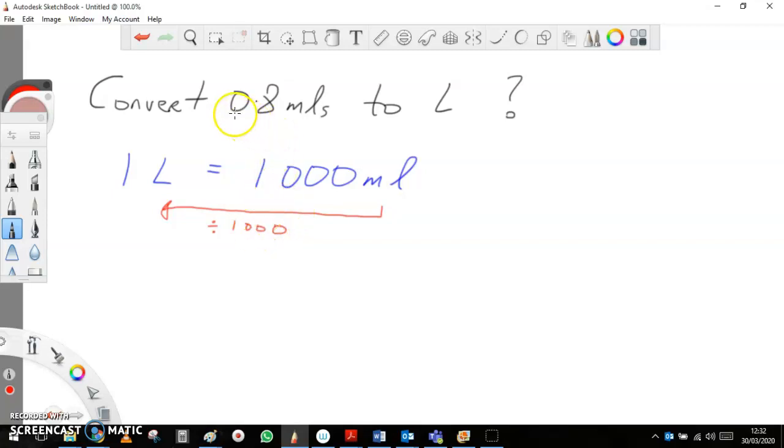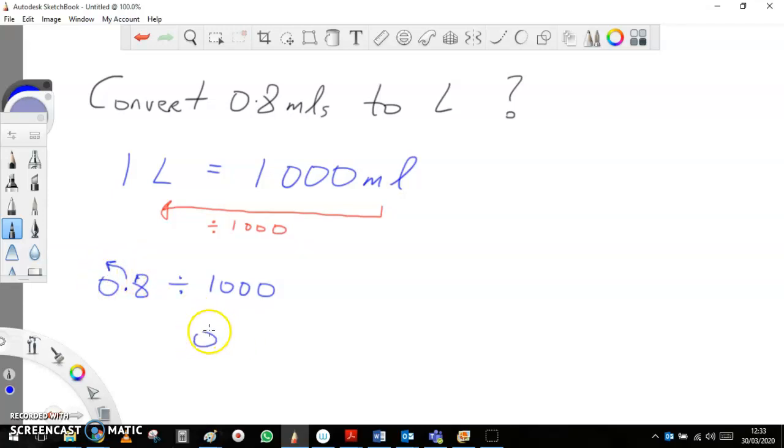So 0.8 mils. We get our 0.8 and we're going to divide it by 1000. 0.8 divided by 1000. Now how are we going to do that? Well, when we're dividing by 10, 100 or 1000, it's easy enough. We've 3 zeros, so we're going to hop that decimal place 3 places, and we're going to make that a much smaller number. So the decimal point is going to start hopping this way. It's going to hop that way 3 times.